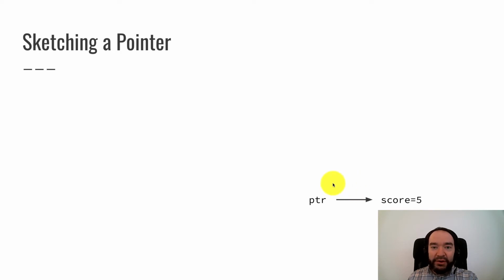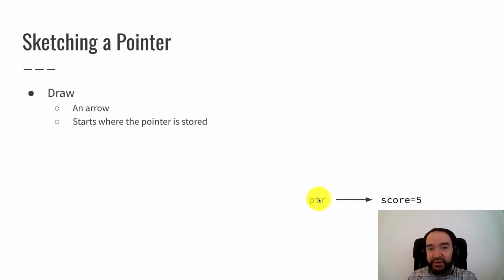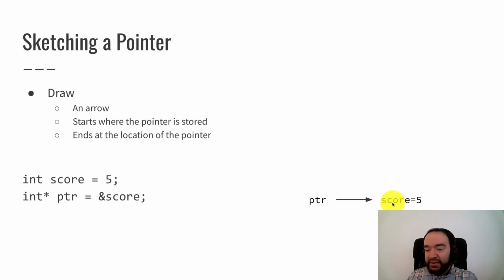Let me say a little bit more about how we sketch pointers. In order to sketch a pointer, we draw an arrow. So here I've got my arrow. It's a straight line with an arrowhead at the end to indicate which way the pointer goes. A curve would be okay too, but the important thing is that it's clear where this starts and where it ends, in which direction it's going. The pointer starts where the pointer itself is located. So ptr is the beginning of my pointer, and the arrow ends at the location that the pointer points to, so score.